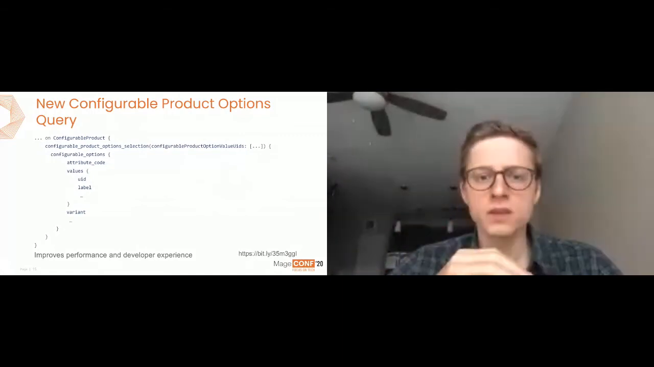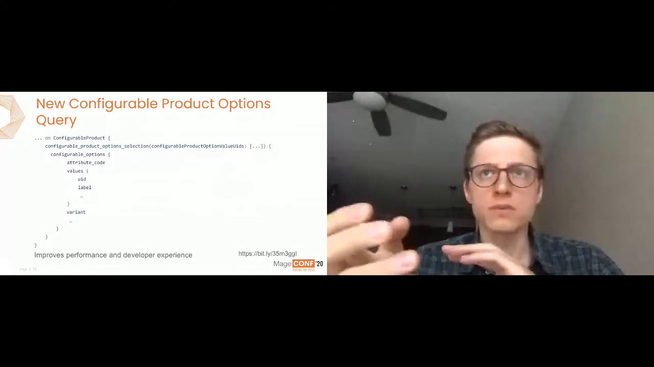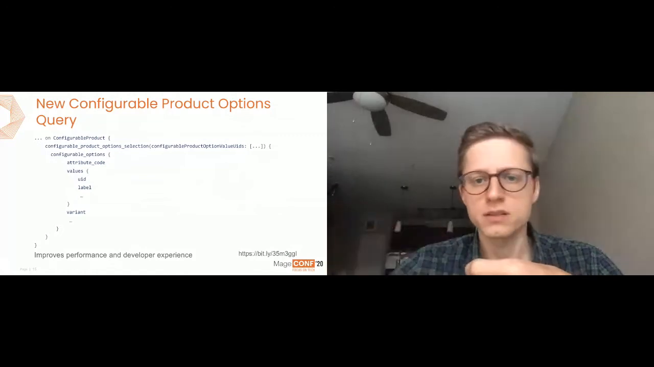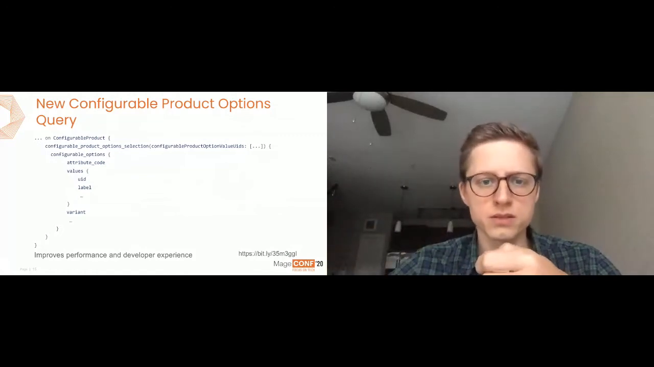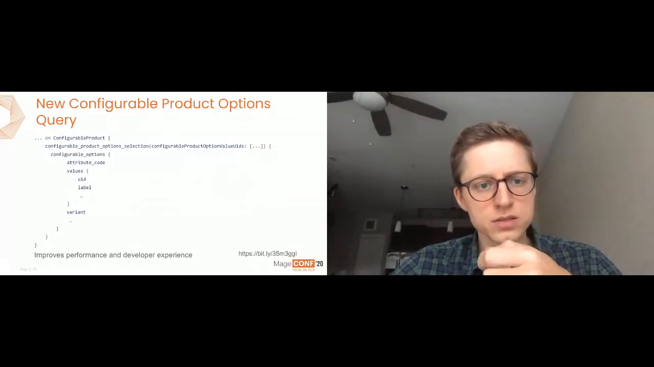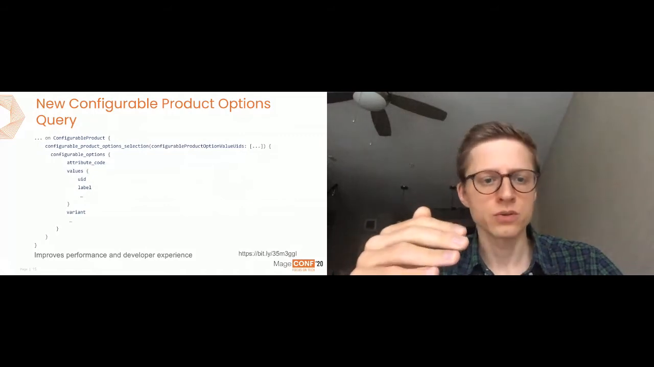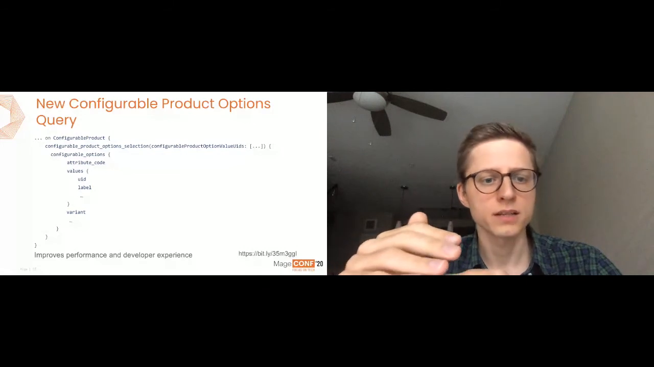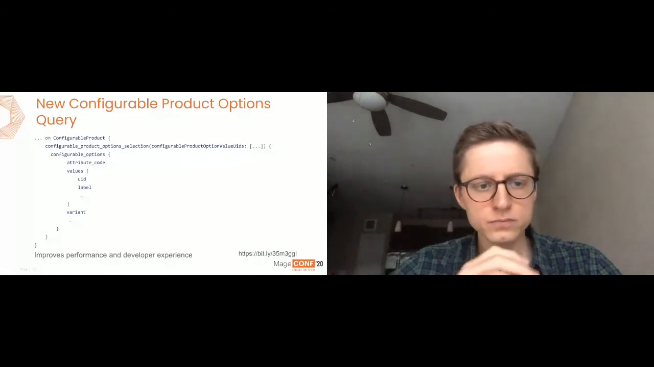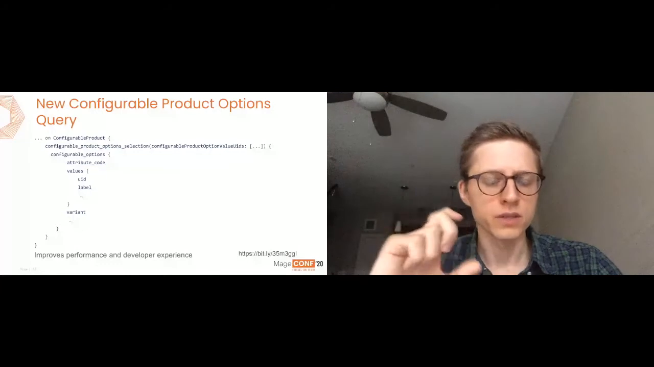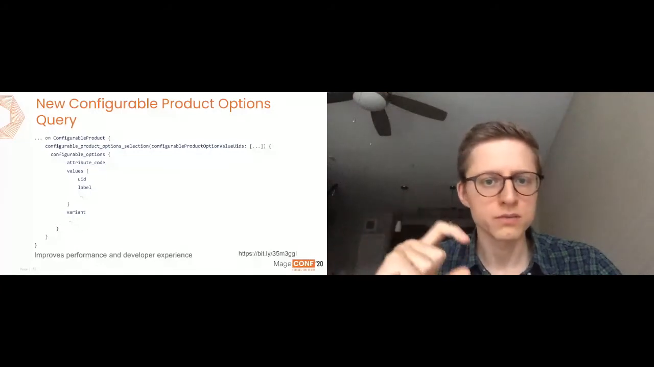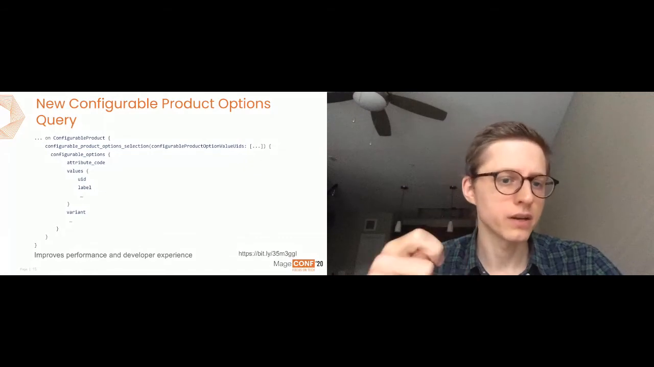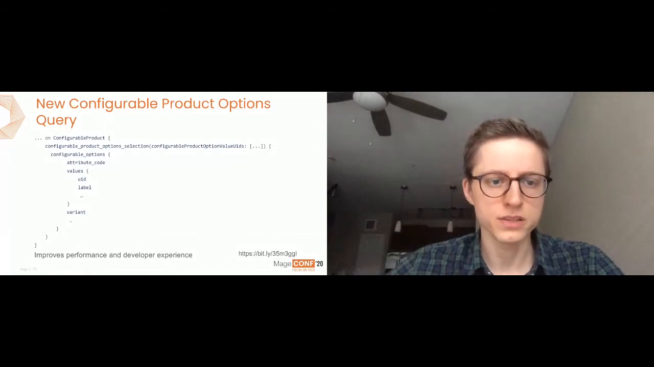For example, if there is a shirt that has attributes color and size, and the user selects a size, you can pass the size into this query, and it will show you the remaining sizes that the user can select and the remaining colors. And when you pass all of the values that the user selected, you will get a variant, which is your selection.